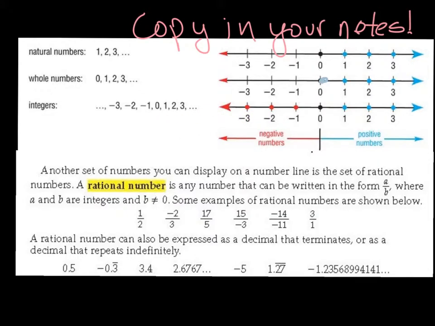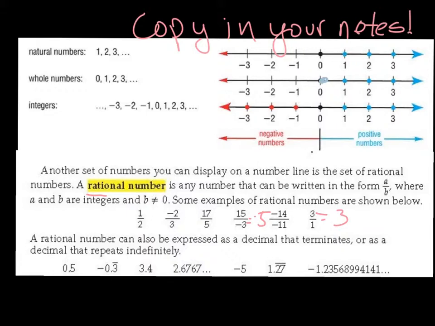Another set of numbers you can display in a number line is a set of rational numbers. A rational number, the word is ratio, is any number that can be written in the form a over b, like a ratio, where a and b are integers and b cannot equal 0, because division by 0 is undefined. Some examples of rational numbers are shown below. 1/2 is 1 divided by 2, -2/3, 17/5, 15 divided by -3, which happens to equal -5, but that's a rational number. -14 divided by -11. It's not simplified, but it's a rational number. 3:1, which is the same as 3, is a rational number.